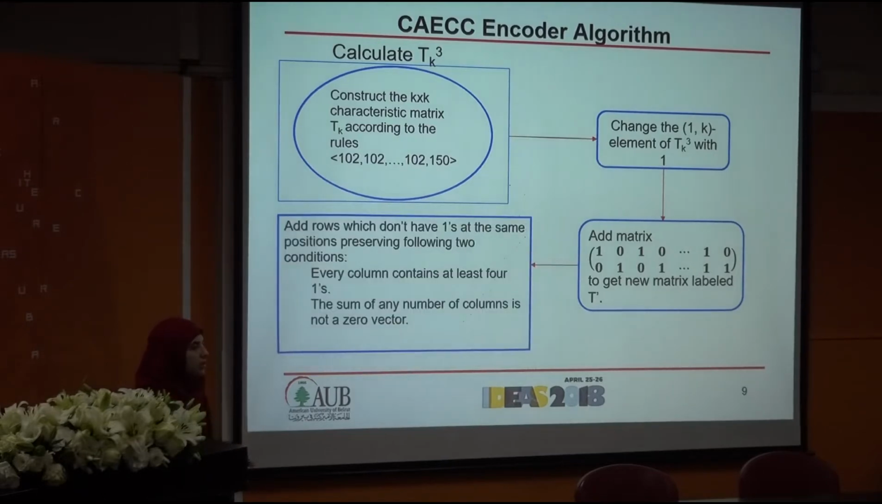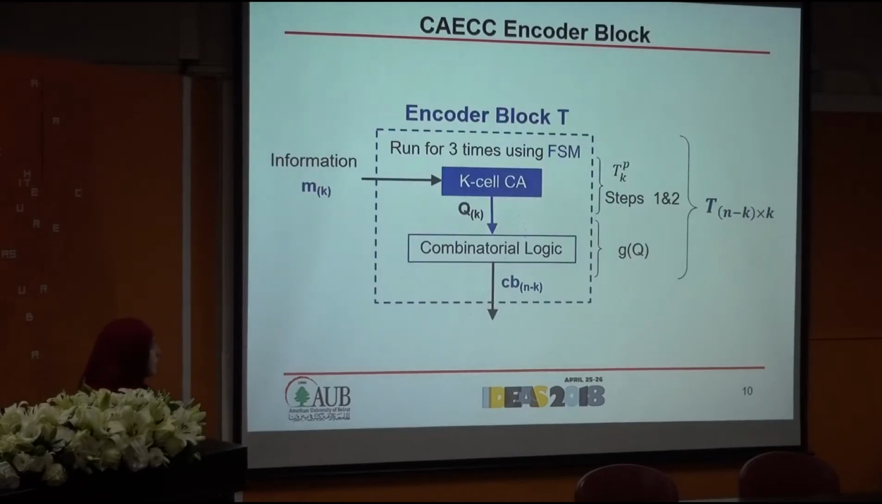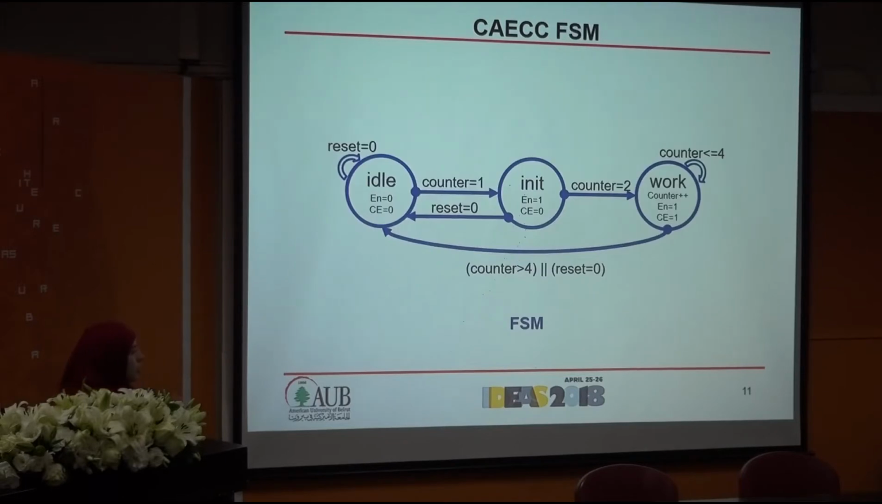This scheme can be designed using circuits. In the circuit part, we have a k-cell CA. This cell is run 3 times in order to obtain a T_k cube matrix. The output of this cell is fed into combinatorial logic in order to go from a k-bit vector into an n minus k-bit vector. The result should be identical to the T prime matrix which we obtained from the algorithm, which is an n minus k by k matrix. In order to implement this circuit, we have to use a finite state machine to compute the T_k cube matrix. This is done using 3 states in addition to a reset enable, clock enable, and counter sequence.